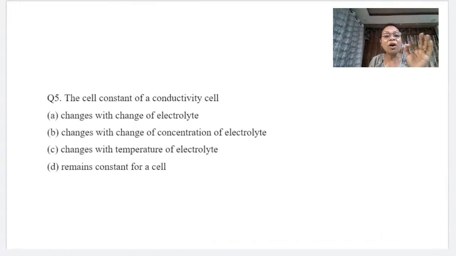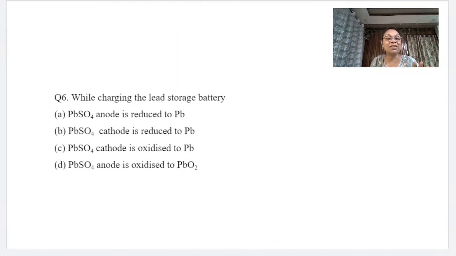The cell constant of a conductivity cell. Have you seen this word constant? That means wherever you see the options with change, just reject it. Yeah, come on, you need not think. Remains constant for a cell. This was utterly easy. You should not get confused with any of the options here. Okay, going on to the next one.